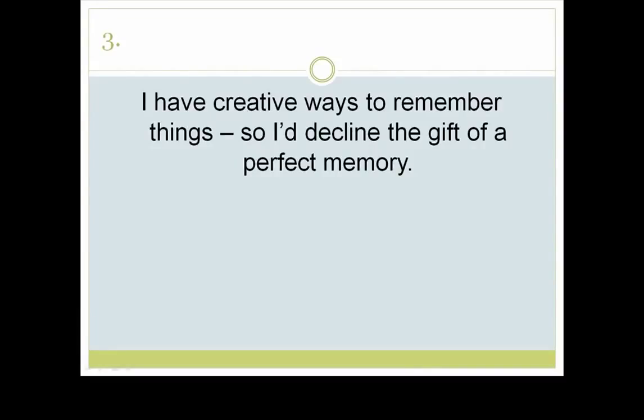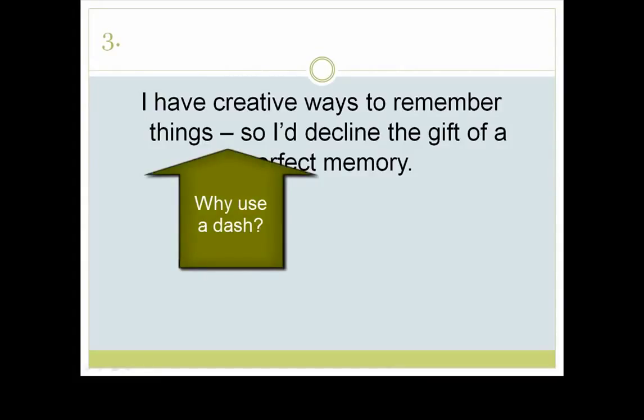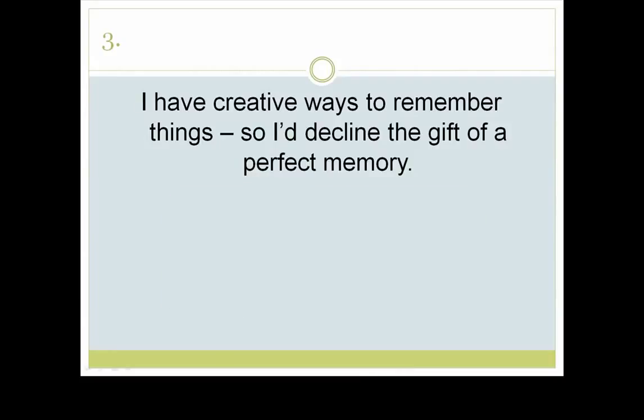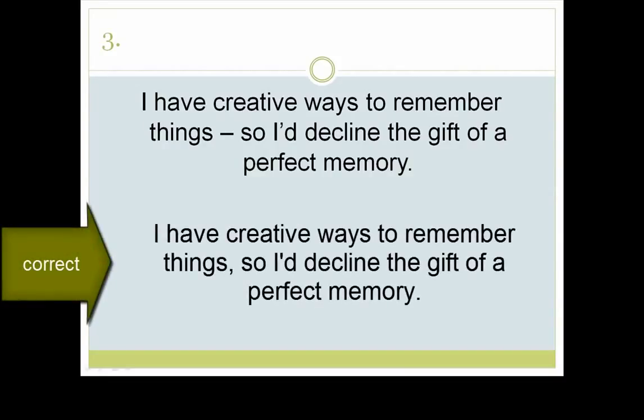3. We have two independent clauses. That dash is not helping us join them together correctly. Now some writers might start sentences with so, but again, that is not a pattern I'd recommend for academic or professional writing. I think the best solution here is simply to replace that dash with a comma. And write, I have creative ways to remember things, so I decline the gift of a perfect memory.